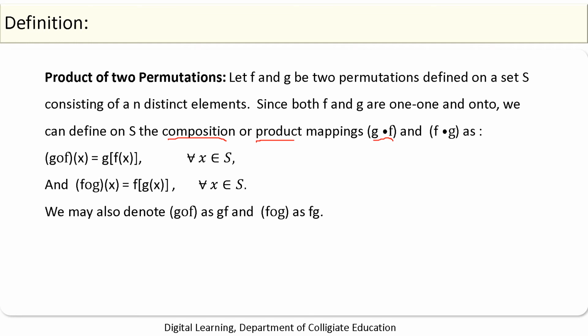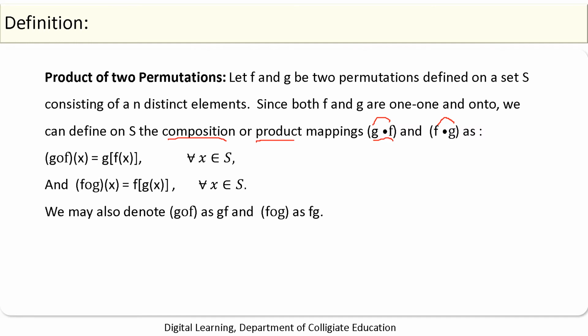We read it from the right side. F composition G, G composition F. So F composition G, we simply call it the product GF. G composition F, we call it the product FG. So we define this product or composition as below.